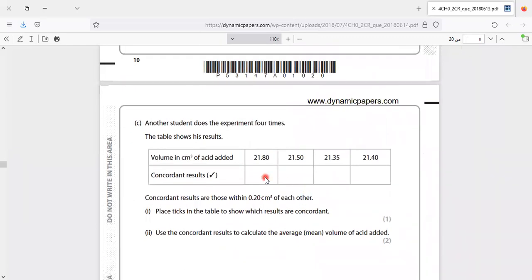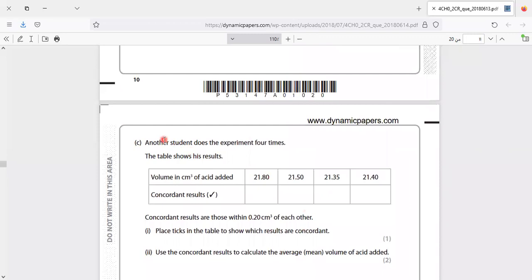Okay, here, read. Another student does the experiment 4 times. The table shows his results. The concordant results are those within 0.6 cubic centimeter of each other. Place a tick in the table to show which results are concordant. Which results are concordant?